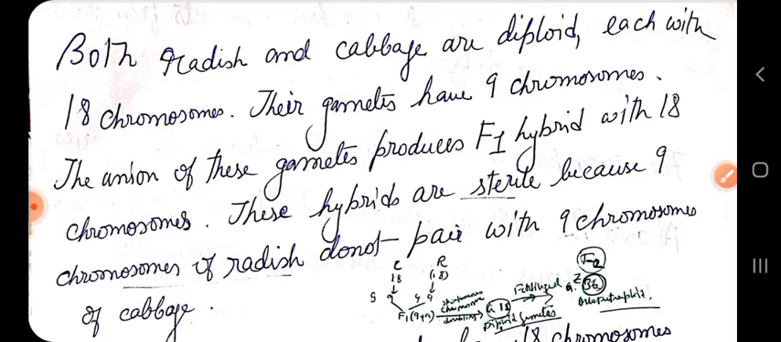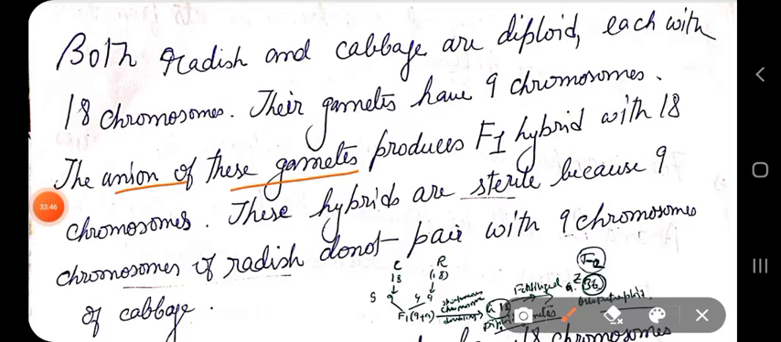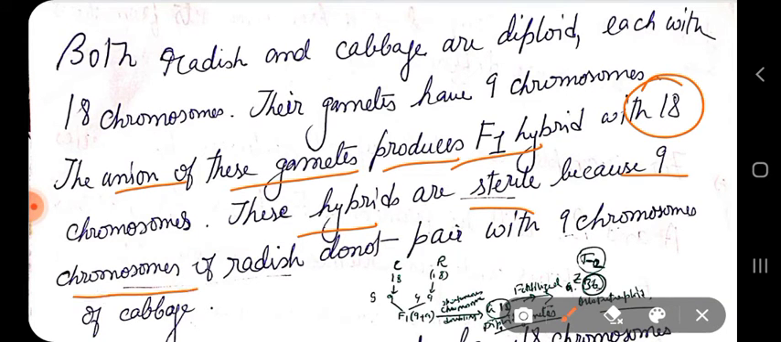Now, it can be fused only by certain other processes because they are distantly related organisms. They are distantly related species. So union of these gametes produces the F1 hybrid having 18 chromosomes. These hybrids are sterile because the 9 chromosomes of radish will not be able to pair with the 9 chromosomes of cabbage.